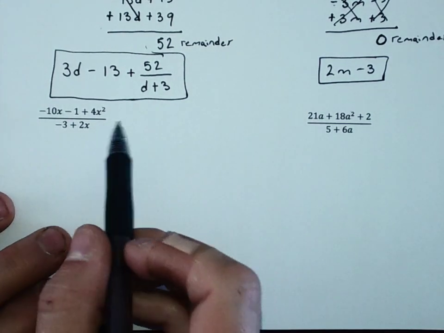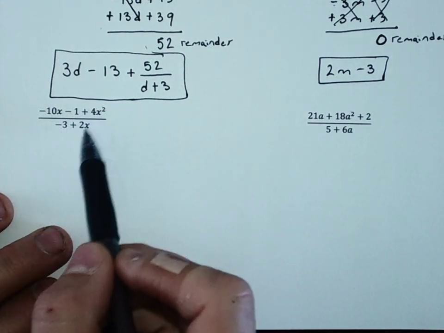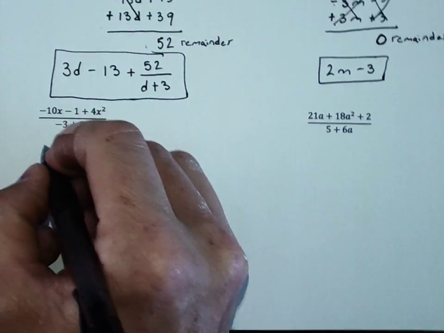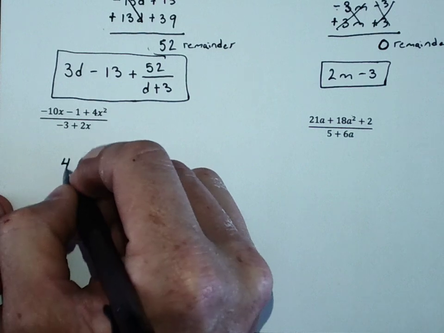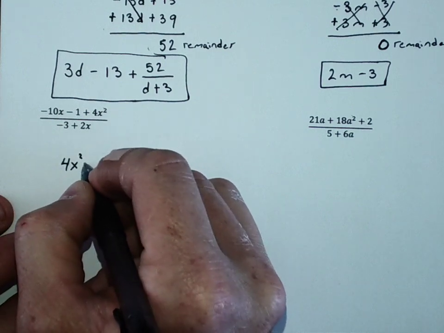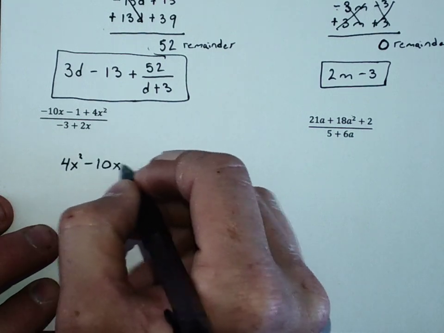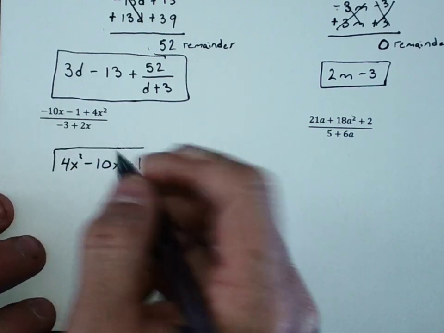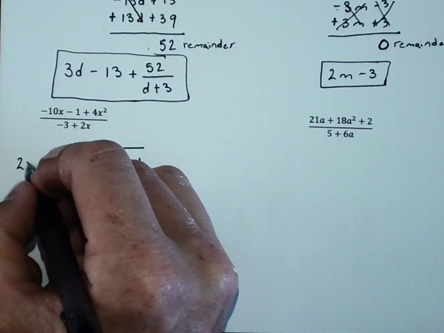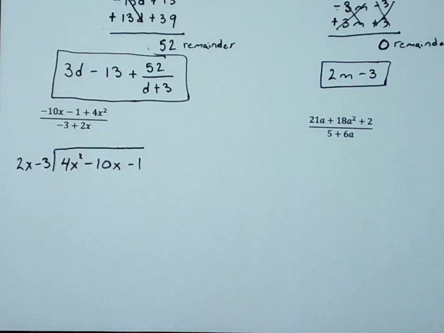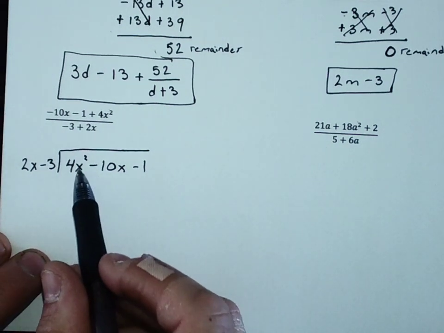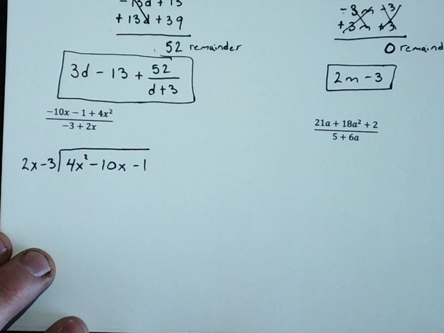All right, so we need to first write these in standard form. So I'm going to rewrite them as 4x squared minus 10x, then minus 1. And that's going to be divided by 2x minus 3. It's important to write them in standard form because you have to work your way down from largest degree terms to the smallest degree terms.